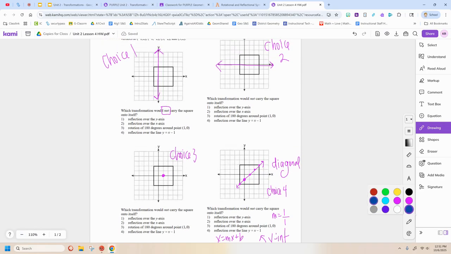Choice 1. Because if we were to actually reflect it, our reflection would look like that, wouldn't it? Anything that's 1 away on this side, it's 1 on the opposite side. Anything that's 3 away on this side becomes 3 away on the other side. So choice 1 does not carry the square onto itself. All right, that's your lesson. It's not very exciting, but it is a great Regents question.